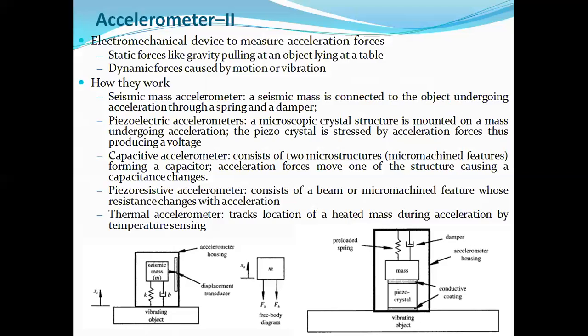Simultaneously, thermal accelerometers track the location of a heated mass during acceleration by temperature sensing. With a sudden impact or vibration when the mass is applied, the heat produced at that particular device mass, or the damping device, will be identified, and depending upon that, the results will be analyzed.